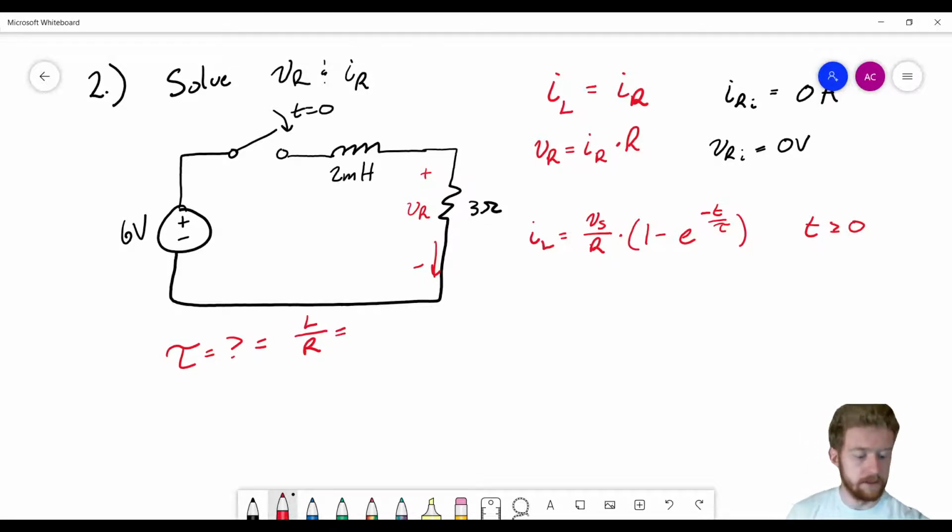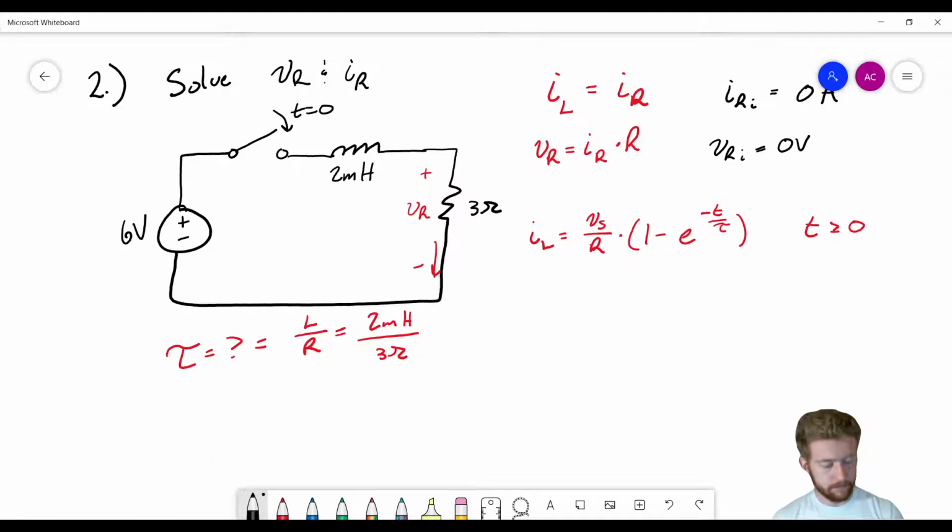Let's go ahead and calculate this. So this is 2 millihenries divided by this 3 ohm resistor. So this is 2e minus 3 divided by 3, and that's going to be equal to 667 times 10 to the minus 6. So this is the time constant that we have for this circuit. So we know Vs, we know R, we know tau. We have enough information to solve for the current through this inductor.